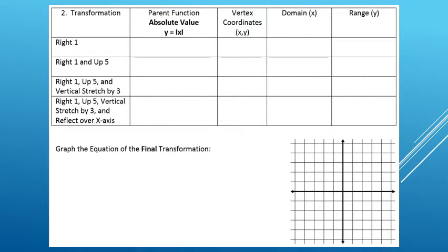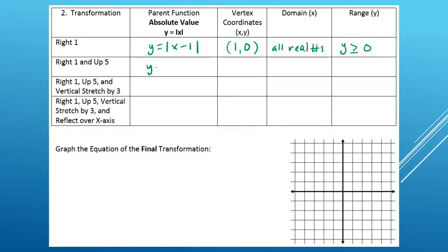We're going to do the same thing with the absolute value function here. So to move it right 1, we're going to do x minus 1 inside of absolute value signs. Our vertex is going to be the same as before. We've moved it right 1, so 1, 0. Domain is all real numbers. And our range is y values greater than or equal to 0.